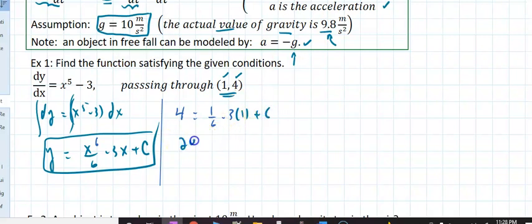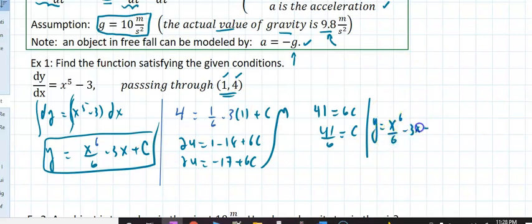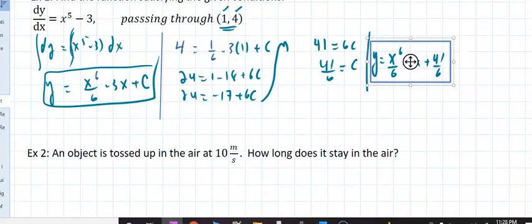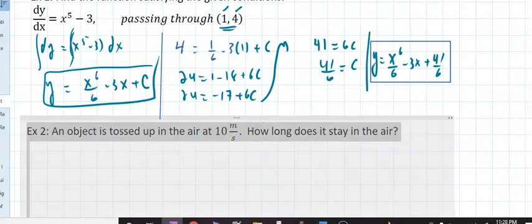So that would be 24 equal 1 minus 18 plus 6c. 24 equal negative 17 plus 6c. If I add that, what is that? 11, 30, 41. So c happens to be 41 divided by 6. All what you would do, you would take that original equation and say y equal x to the 6 over 6 minus 3x plus 41 over 6. And that's pretty much how we do a problem with an initial condition. Now, every problem in here has initial values. You just have to make those out.